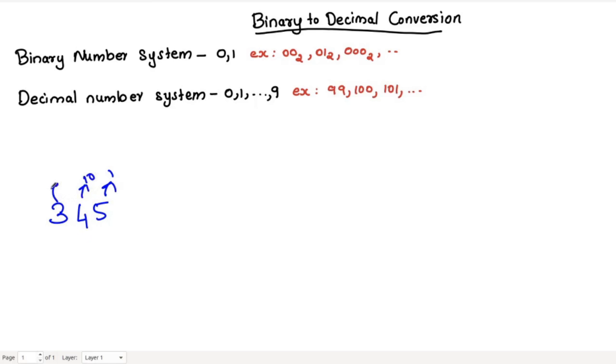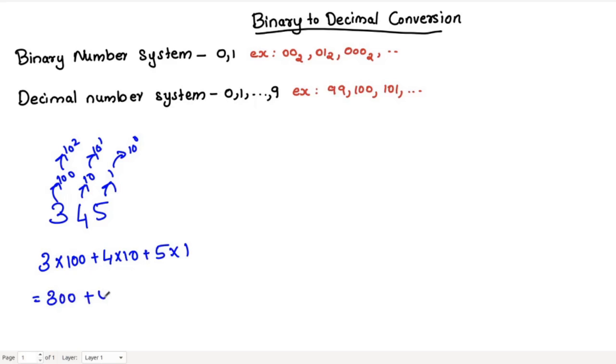In this example, the number considered is 345. It is made up of ones place, tens place and hundreds place. Since the base is 10, the ones place is 10 raised to 0. We need to consider the base as 10. The tens place is 10 raised to 1 and the hundreds place is 10 raised to 2. So the number is 3 into 100 plus 4 into 10 plus 5 into 1. So that is 300 plus 40 plus 5.